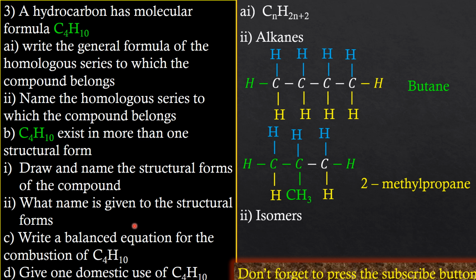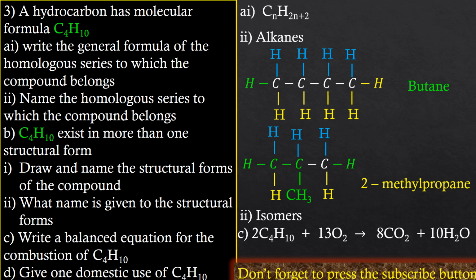Now the C part is saying to write a balanced equation for the combustion of C4H10. So guys, C4H10 is going to burn in oxygen to give us carbon dioxide and water vapor. The equation is balanced, I presume it's balanced already.